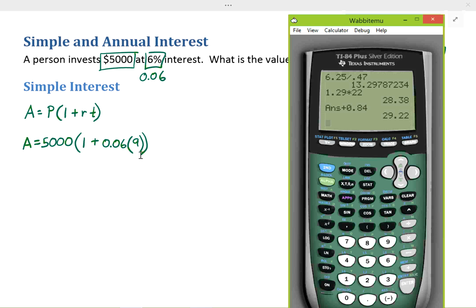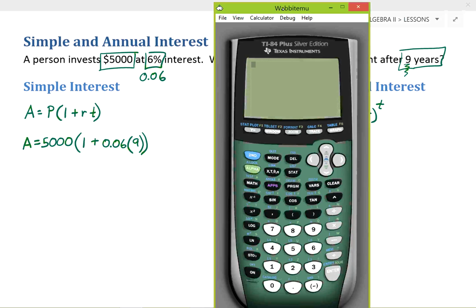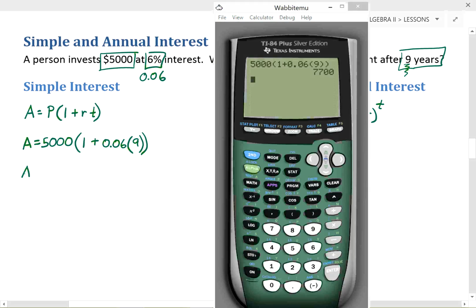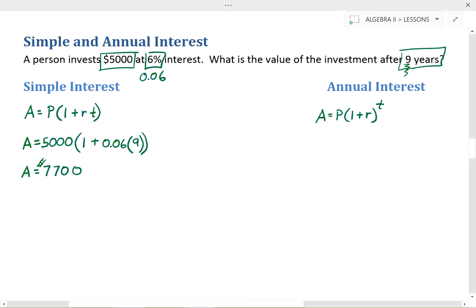Let's get our calculator out and find that value. So that's going to be 5,000 times, in parentheses, 1 plus 0.06 times 9. So plugging all that in, hit enter, and I get that my final amount is equal to $7,700. So after 9 years, with simple interest, $5,000 has become $7,700, invested at 6% over 9 years, earning simple interest.